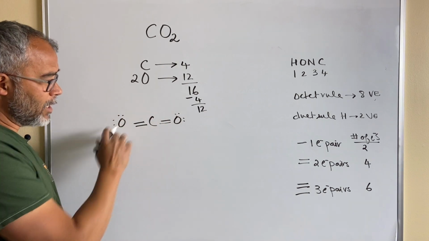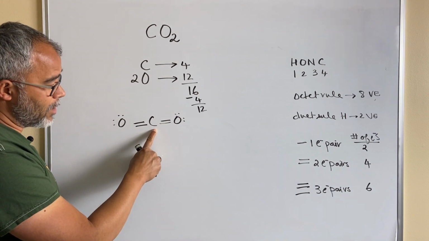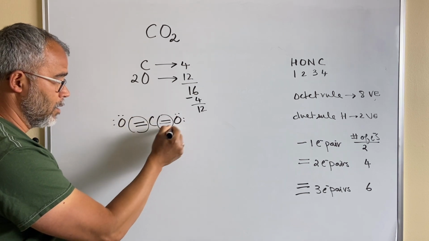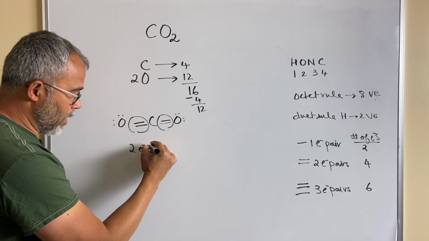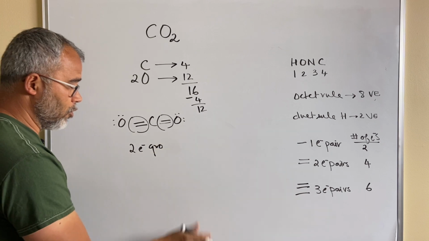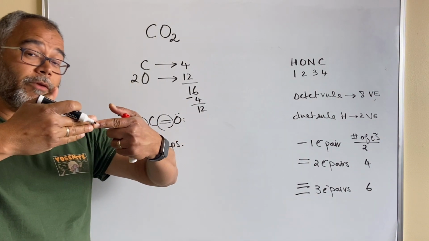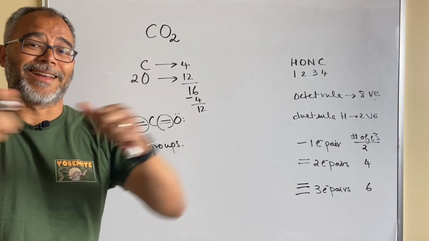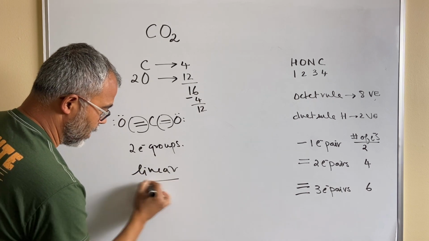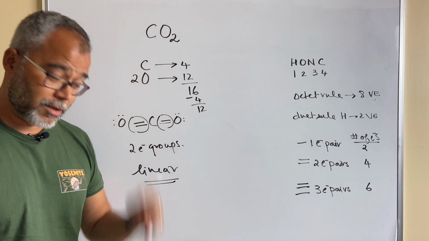Okay? Now that we have that, take a look at the central atom. We've got to predict the shape. How many electron groups are on the central atom? 1 and 2. So if you have 2 electron groups, the way you arrange them to be furthest away from each other is a straight line going in opposite directions. So the structure of this would also be linear. Therefore, the carbon dioxide molecule is linear.